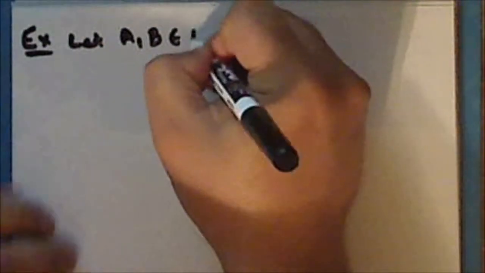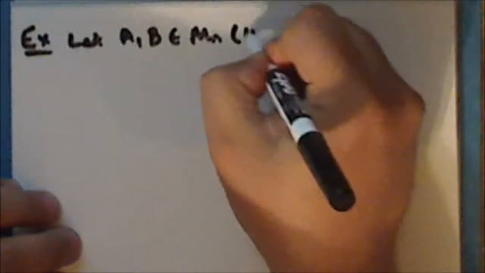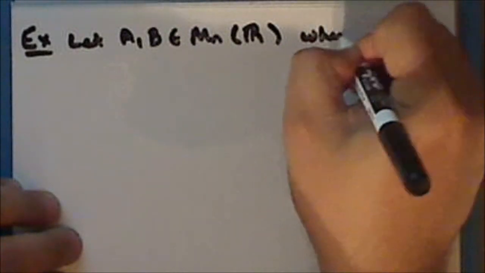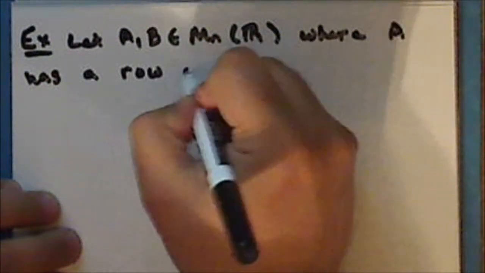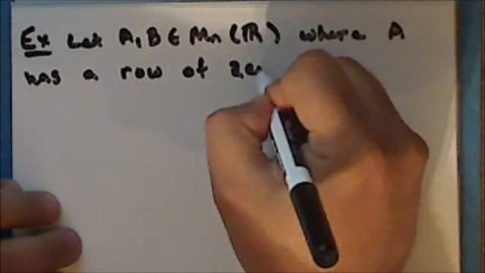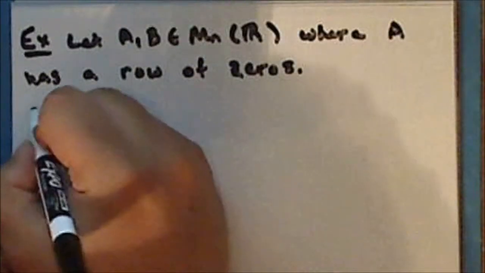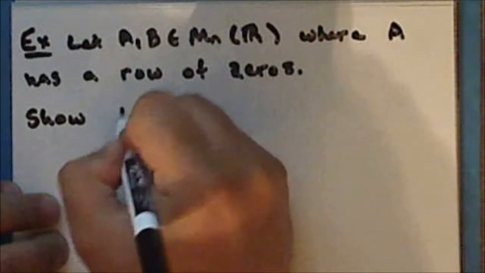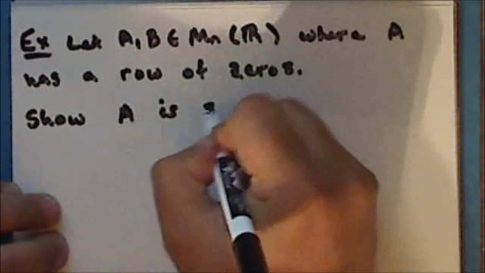So as an exercise, let A and B be square matrices of order n, where the matrix A has a row of zeros. Show that the matrix A is singular.